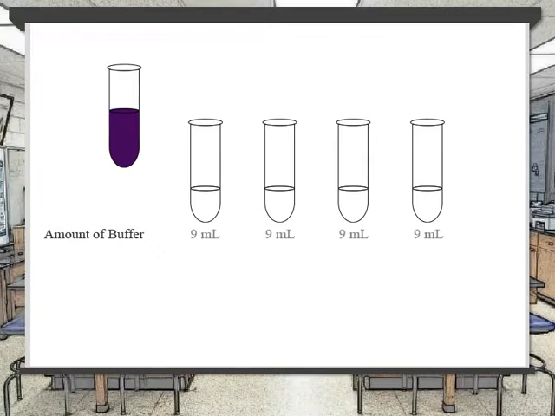If we are preparing serial dilutions, we typically go ahead and fill a number of tubes with the amount of buffer that we are going to be using. In this example, we would fill all of the tubes with 9 milliliters of buffer.